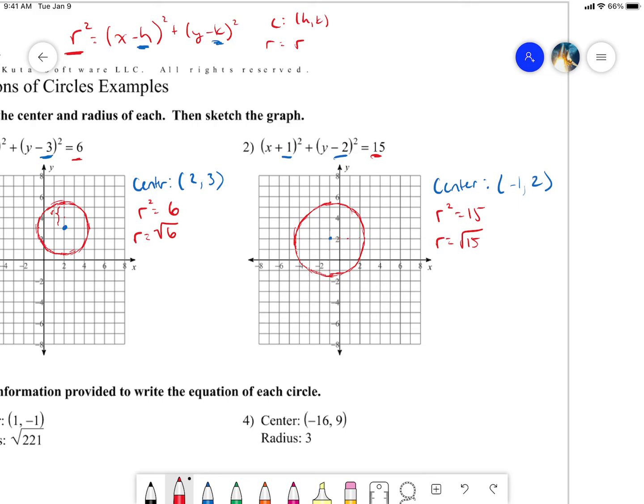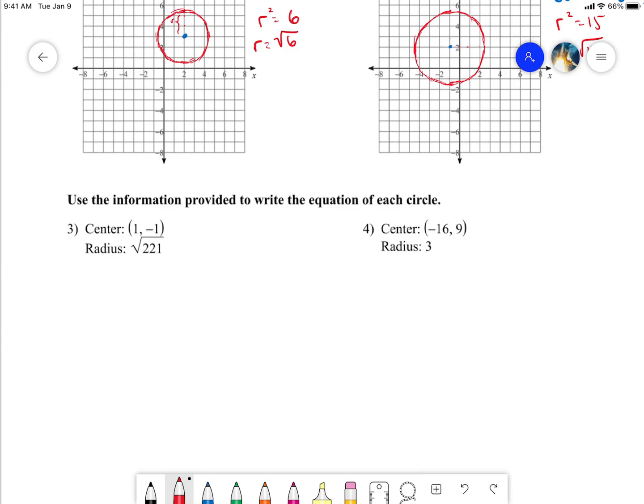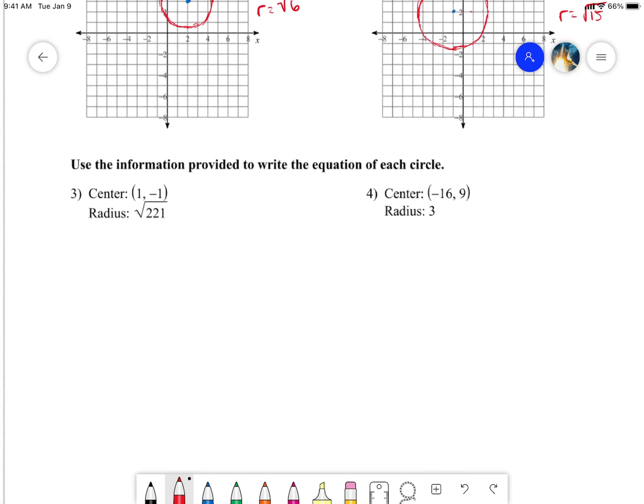So now what we want to try to do is go backwards. We're going to say, all right, here's the center of this circle, here's the radius, write the equation for this thing. So just remind us again, the equation for a circle is r squared is equal to (x minus h) squared plus (y minus k) squared.